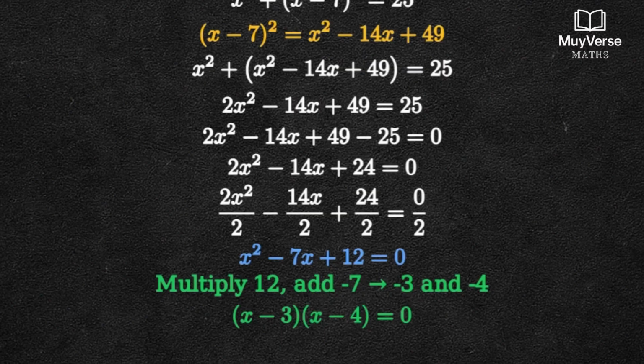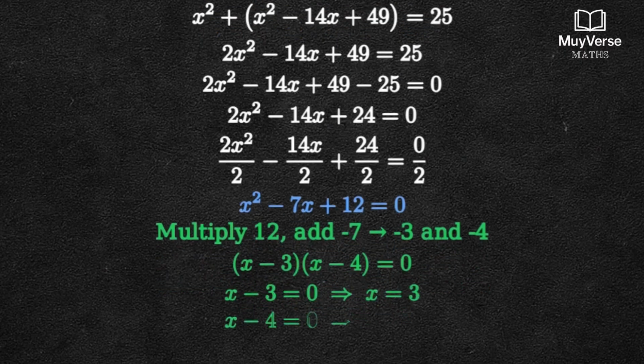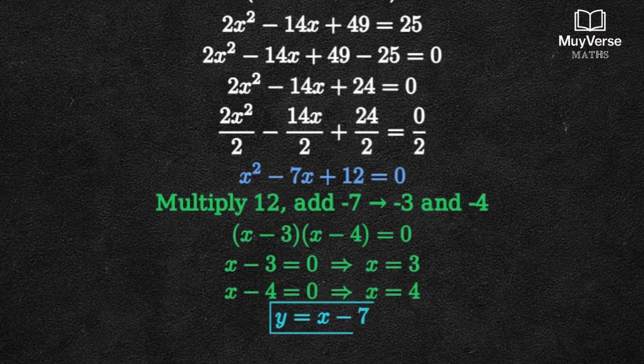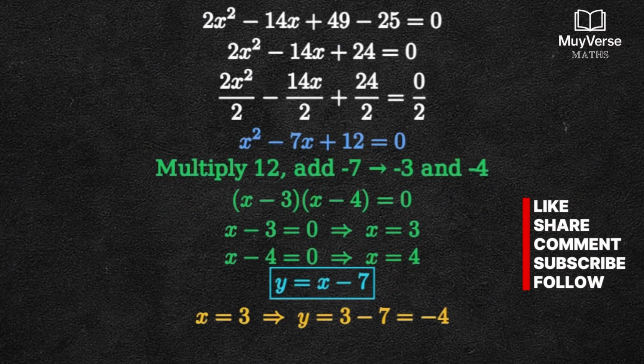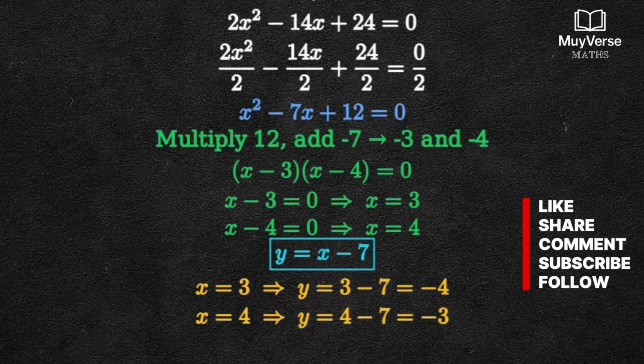Set each factor to 0. x minus 3 equals 0 gives x equals 3. x minus 4 equals 0 gives x equals 4. Now use y equals x minus 7. When x equals 3, y equals 3 minus 7, which is -4. When x equals 4, y equals 4 minus 7, which is -3.